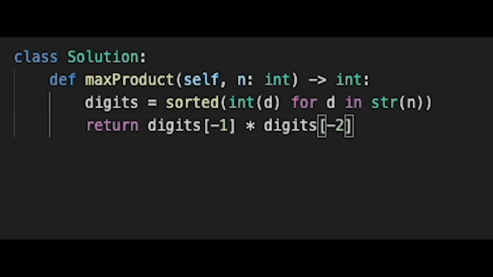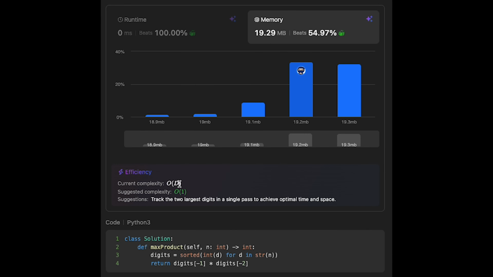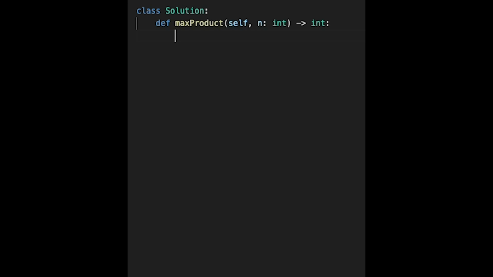Yeah, so let me submit it. Yeah, looks good. And the time complexity of this solution should be O(d log d), and the space is O(d). Yeah, I'll show you the second solution.